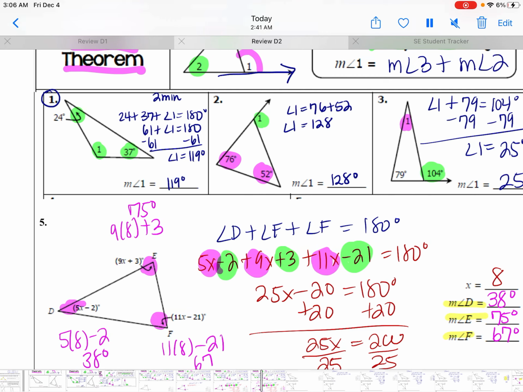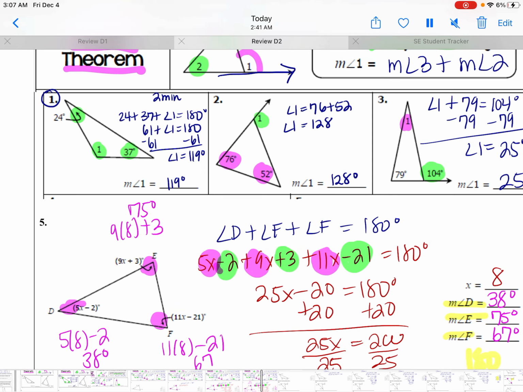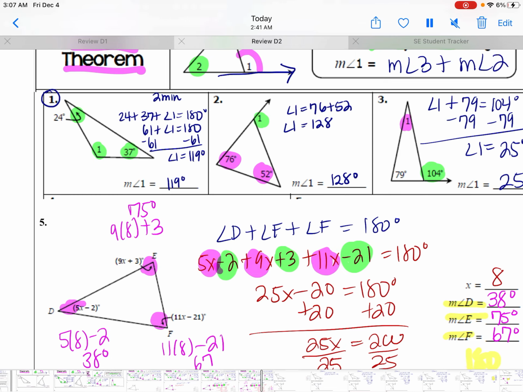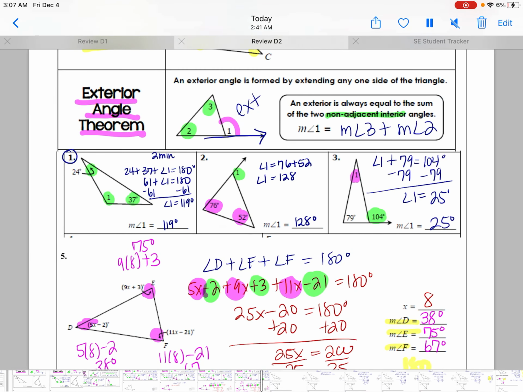Okay, how can I make sure that I'm doing my math correctly? Well, you can always come back and add the three angles that you have found. If that equals 180, then you have done a good job. I had already checked my response, and I know that 38 plus 75 plus 67 equals 180 degrees. So I know I can move on because I have done this problem correctly.